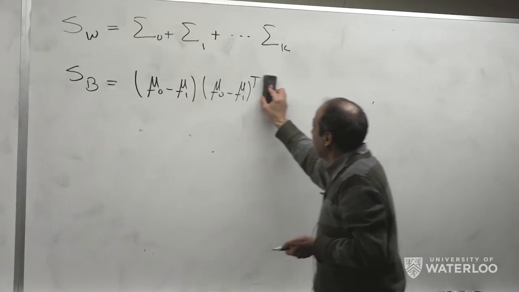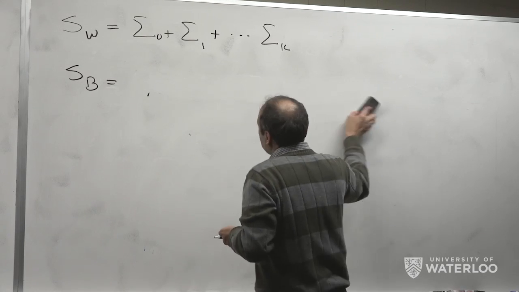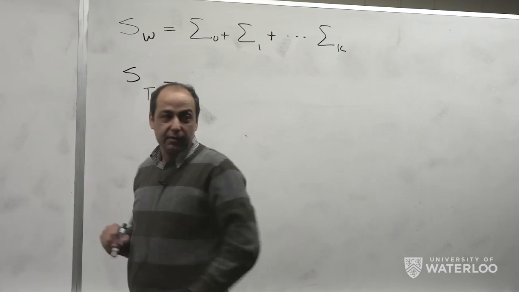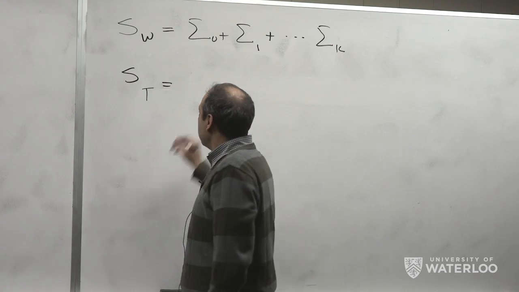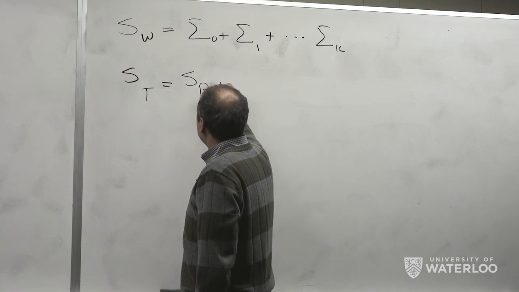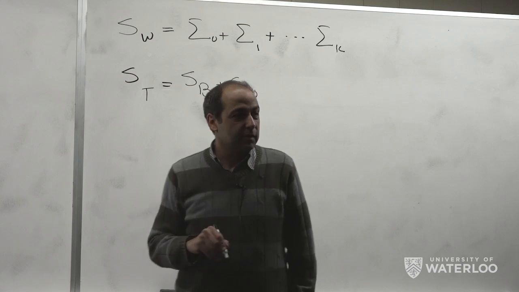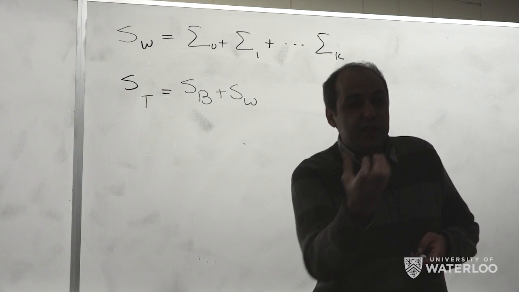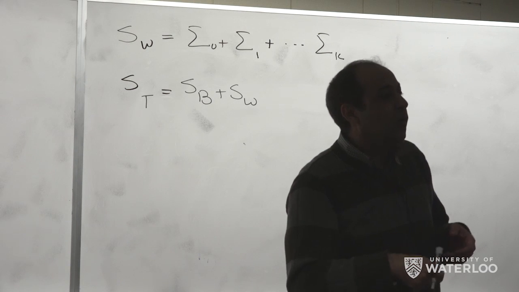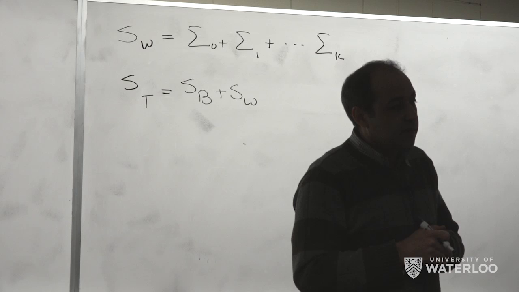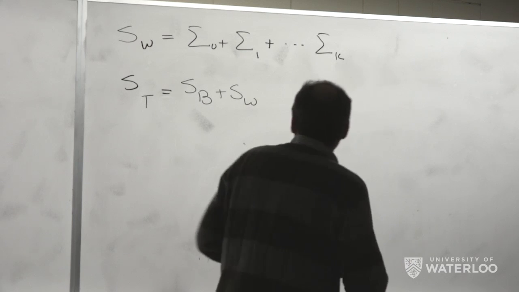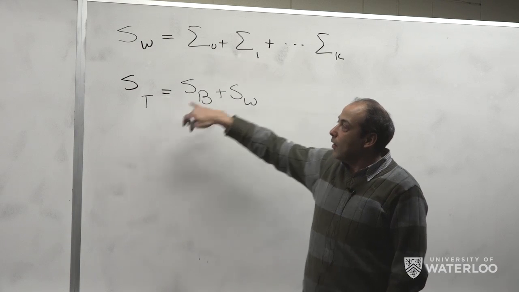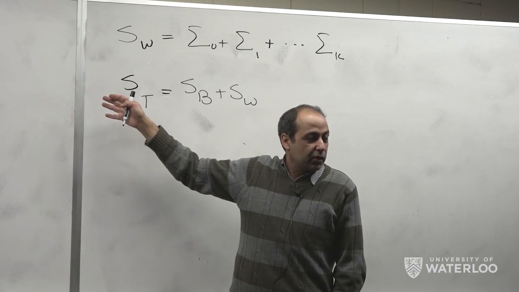This simple trick is based on the understanding that the total variance of data is basically SB plus SW. So the total variance of data is the within-class variance plus the between-class variance. I already know that SW is easy to compute. Now I tell you that ST is also easy to compute.